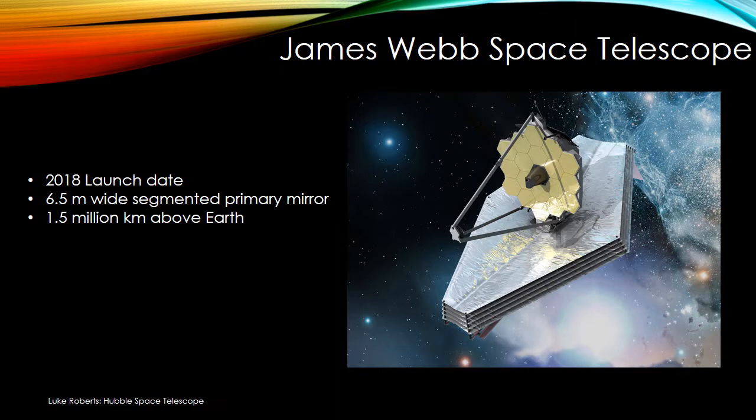The James Webb Space Telescope is the next generation in space exploration and is sensitive to infrared light. This telescope is set to launch in 2018 and will observe how the first galaxies and stars formed, as well as searching for life in other planetary systems. As you can see by the picture, the telescope has a segmented primary mirror, which will expand after launch and is 6.5 meters wide. The JWST also orbits the Earth approximately 1.5 million kilometers above the surface.